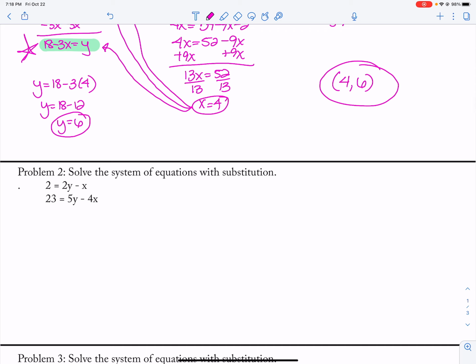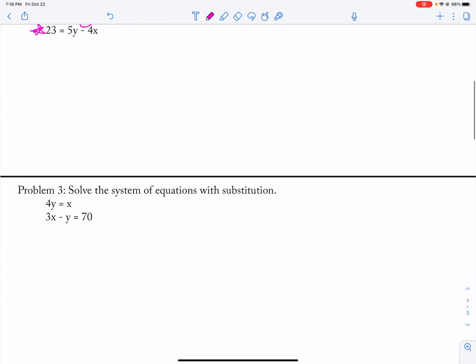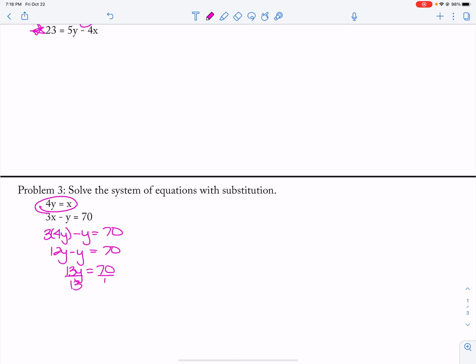Okay, so now when I look at my two equations here, I was just going to start number 2 instead of going to number 3. But again, pick the one that has the coefficient of 1, the one that has the 1 in front of the variable. This one is super nice to me when I'm creating this video: I made one of the variables already isolated. So I'm going to plug in 4y for my x into my bottom equation. So I get 12y minus y is equal to 70. So I get 13y is equal to 70. Divide both sides by 13.